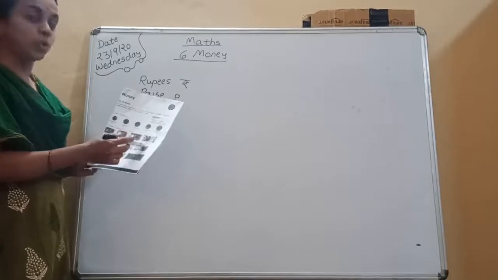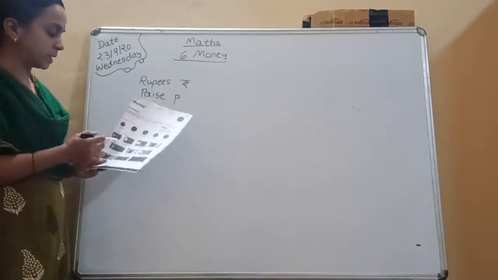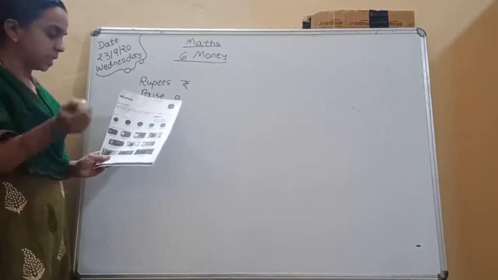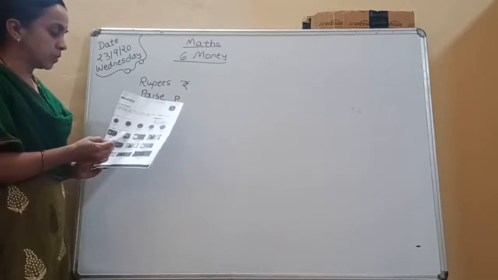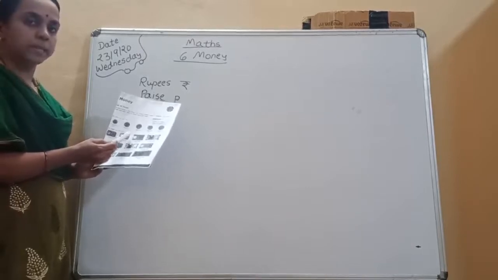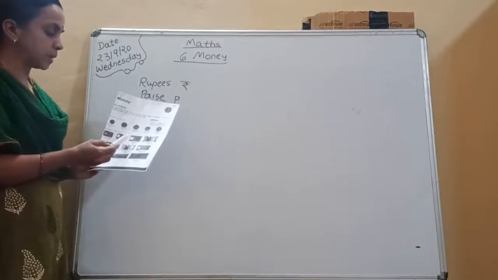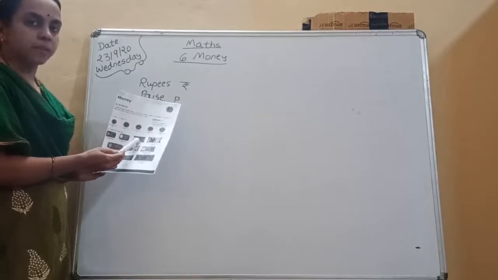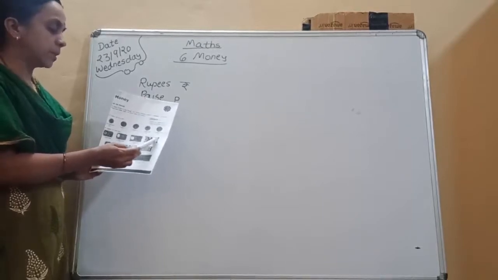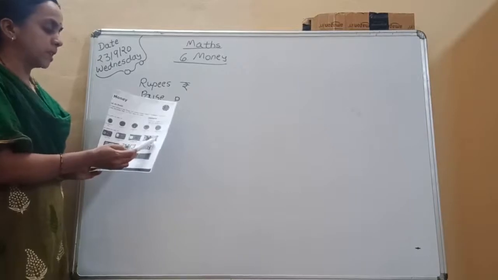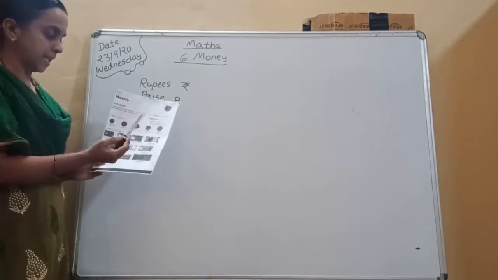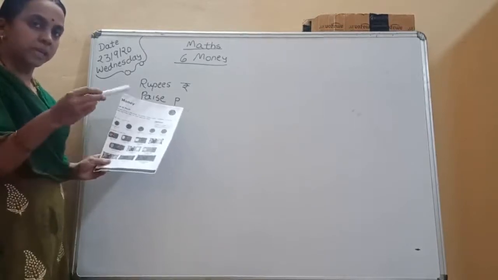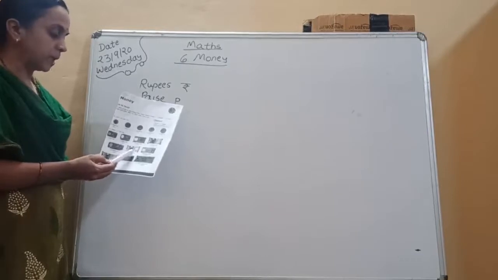Then which notes are we using in day-to-day life? See, the 1 rupee note. What is written on that 1 rupee note? 1. Then the 2 rupees note. Which number is there? 2. Then the 5 rupee note. On that note, which number is there? 5. Then the 10 rupees note. On that note, which number is there? 10. Then the 20 rupees note. What is written on it? The number 20. Then the 50 rupee note.